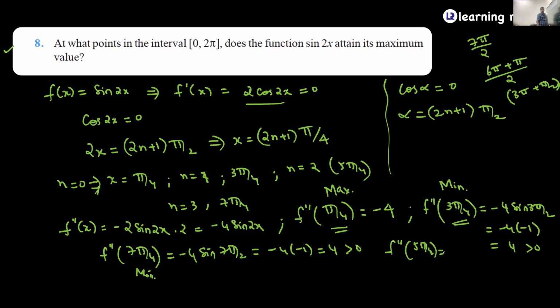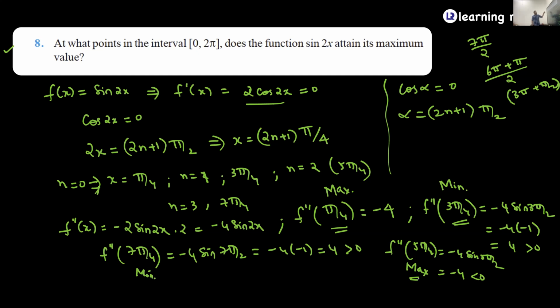So, f double dash of 5 pi by 4, how much is the answer going to be? So minus 4 into sine of 5 pi by 2. 5 pi by 2 means which quadrant? 2 pi plus pi by 2. You will fall in the first quadrant. So first quadrant, it is going to be positive. So answer will be minus 4, which is less than 0. So at 5 pi by 4 also you will have maximum.